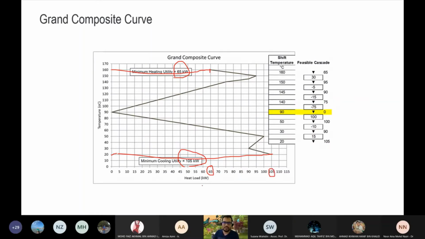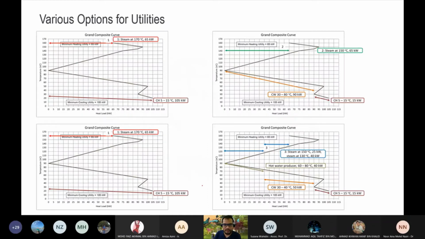What is so special about this grand composite curve? Well, it gives us plenty of options for utility design. For example, number one, I put everything here, so I hope it's clear. We can supply this with steam of 170 degrees C. When we put it into this grand composite curve, obviously we need to drop this by half of the delta T, meaning from 170 drops by 10, which means 160. So we can then have a steam over here.